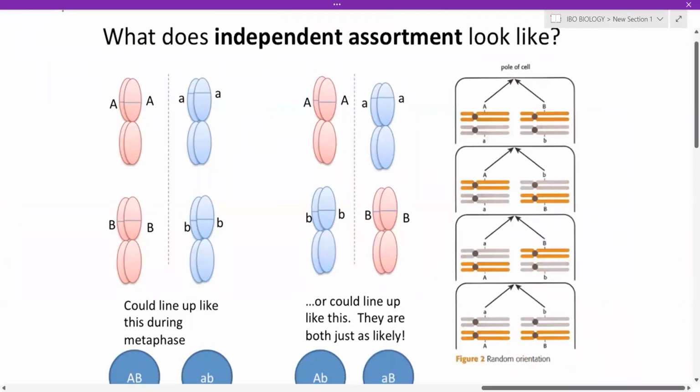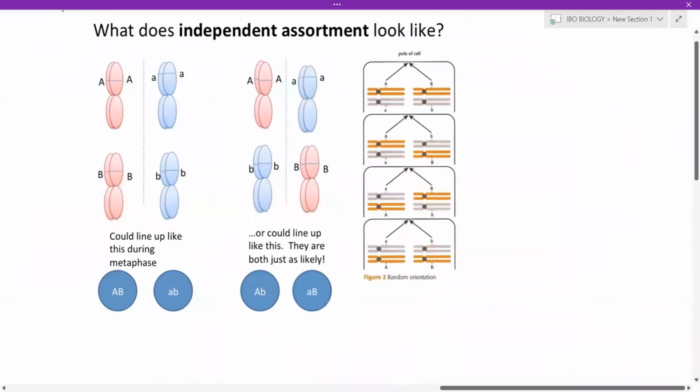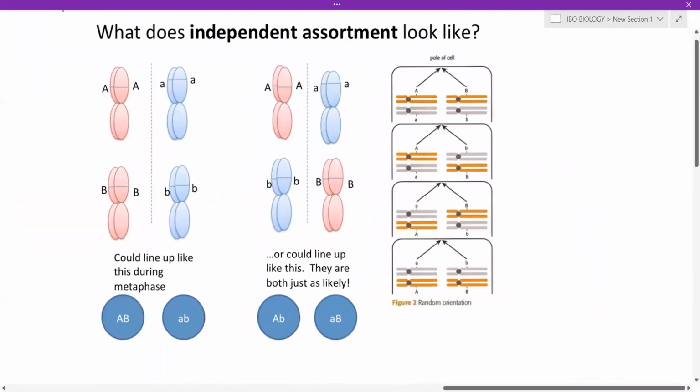What does independent assortment look like? We have a few examples over here of a few genes. Let's look at the left side. We have capital A, capital A, which means this is a homologous chromosome. You have this gene A with its two alleles, and then the gene small a with its own alleles. During gamete formation, one of these two A's would go into the gamete, and since both are the same, they'll give just A. Similarly, the gametes would get the small a.